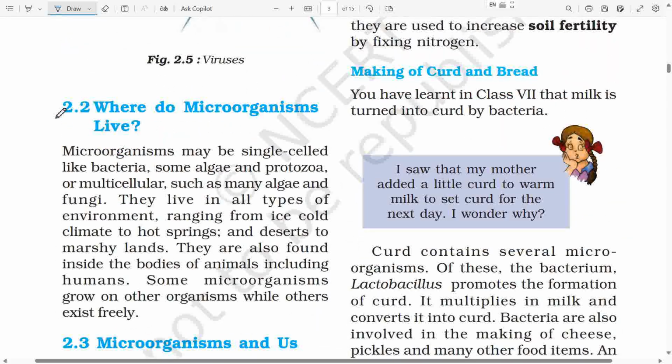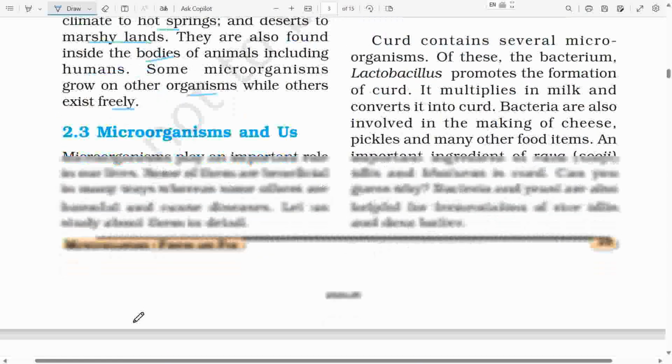2.2. Where do microorganisms live? Microorganisms may be single-celled like bacteria, some algae and protozoa, or multicellular such as many algae and fungi. They live in all types of environment, ranging from ice-cold climate to hot springs and deserts to marshy lands. They are also found inside the bodies of animals, including humans. Some microorganisms grow on other organisms while others exist freely.